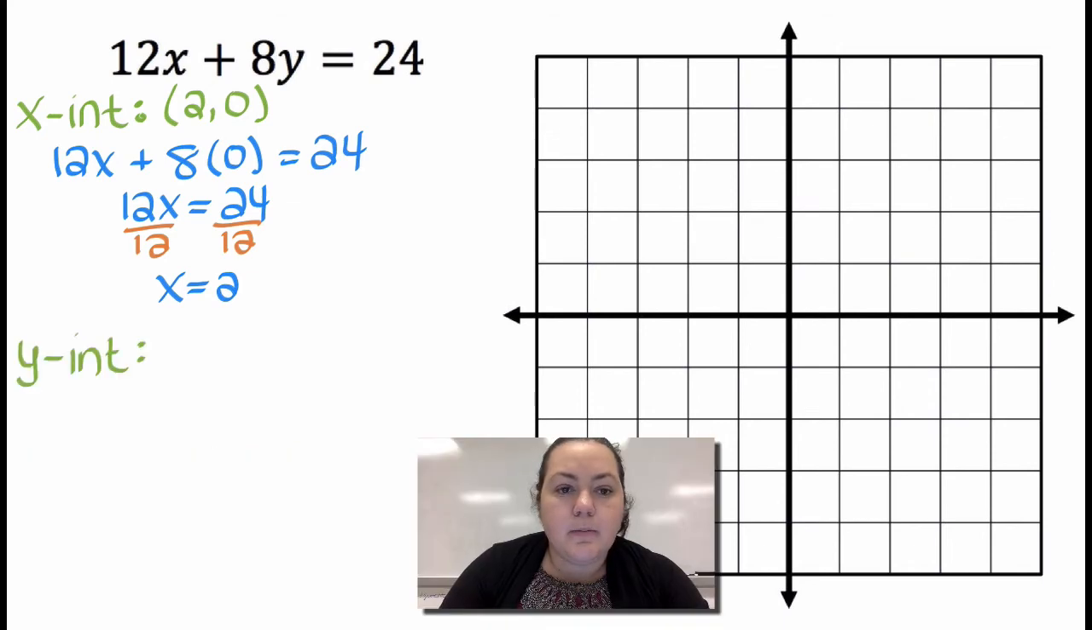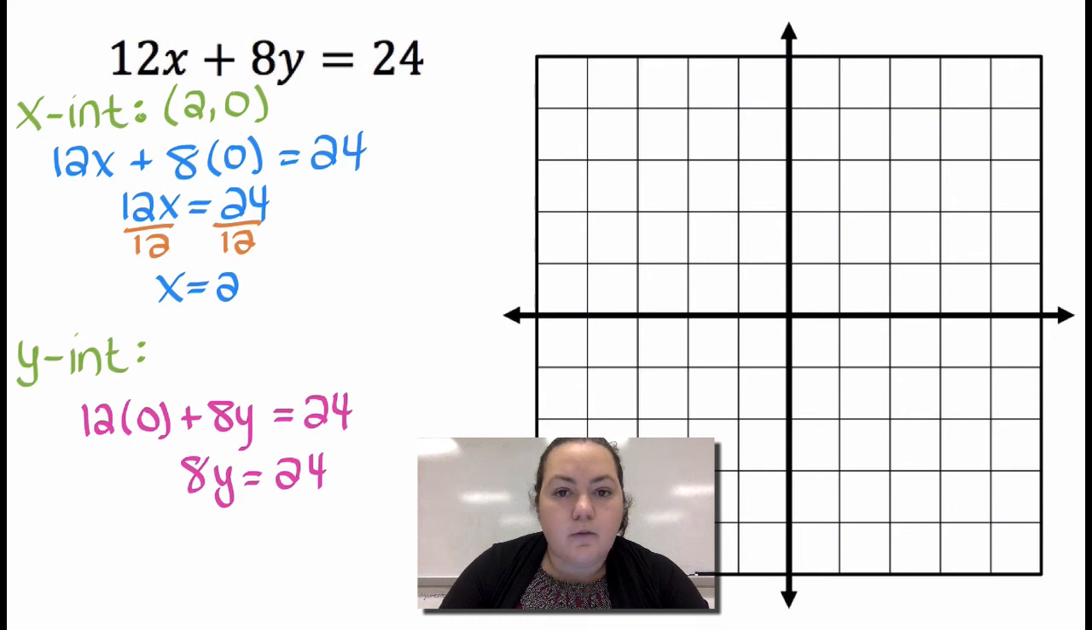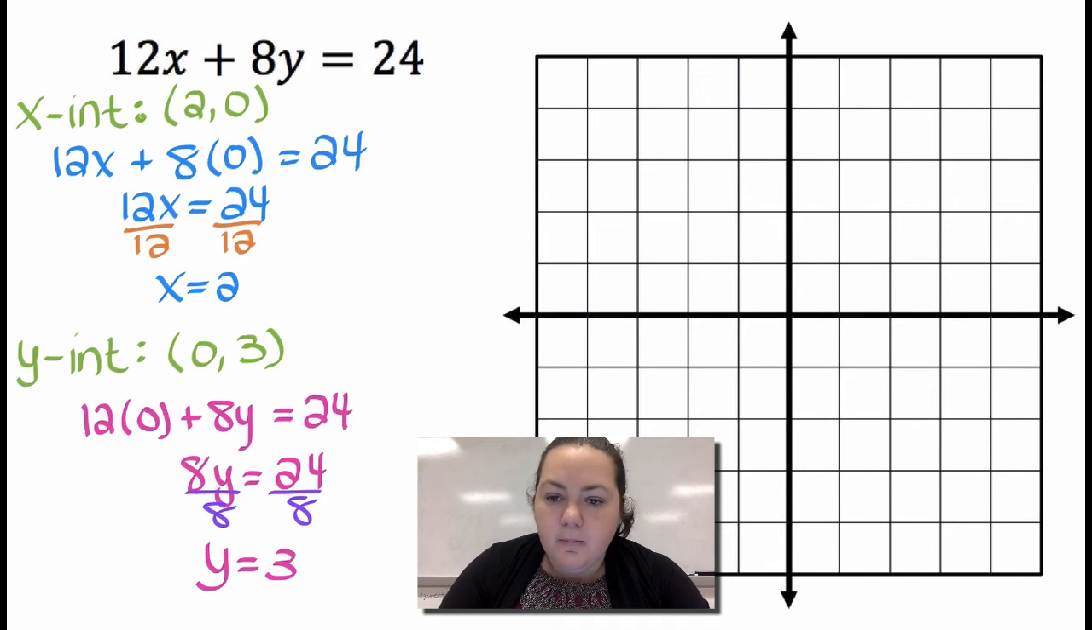My y-intercept, I'm going to plug 0 in for x. So that leaves me with 8y equals 24. If I divide by 8, I get y equals 3. So my y-intercept is 0, 3. If I plot those points, 2, 0, and 0, 3, I can draw my line.